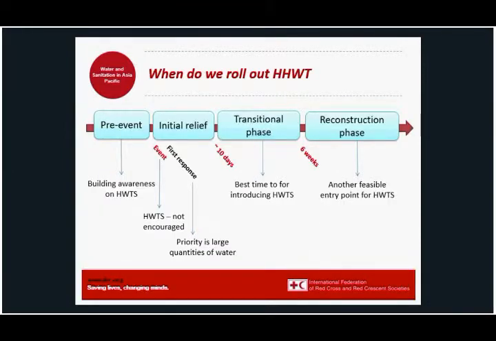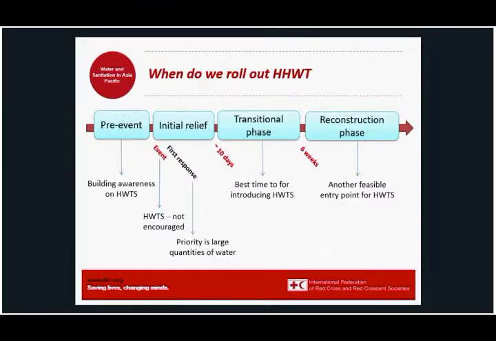So when do we roll out the household water treatment? There are different stages during the emergency: before, just right after the emergency, and then the transitional phase and the reconstruction phase. So when do we roll out this household water treatment?